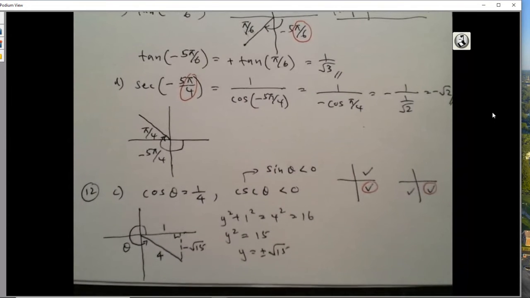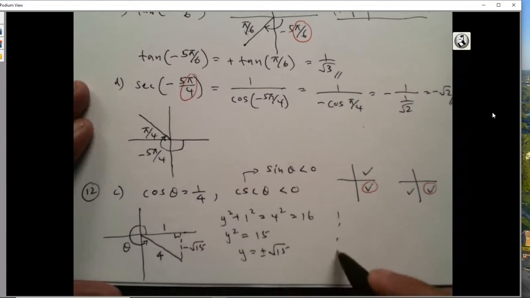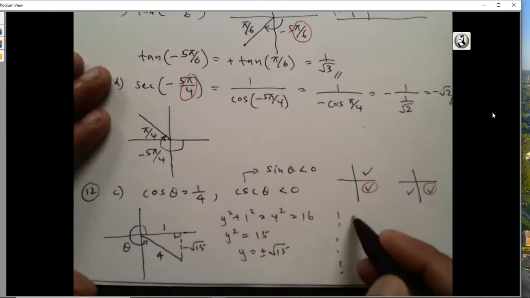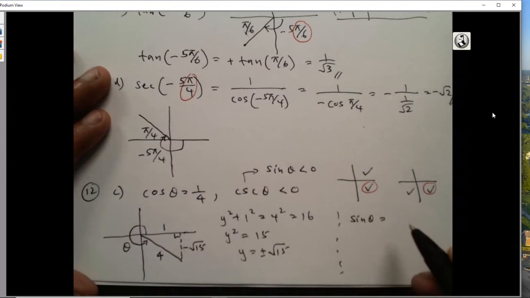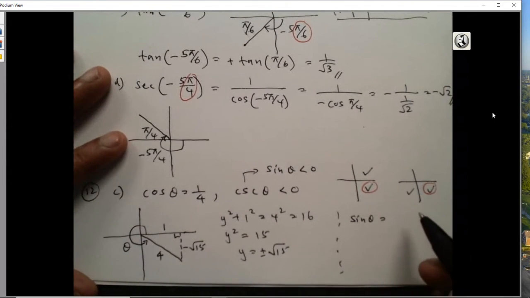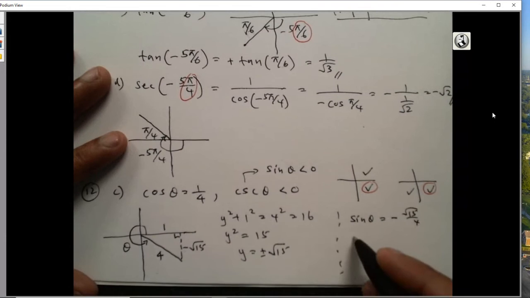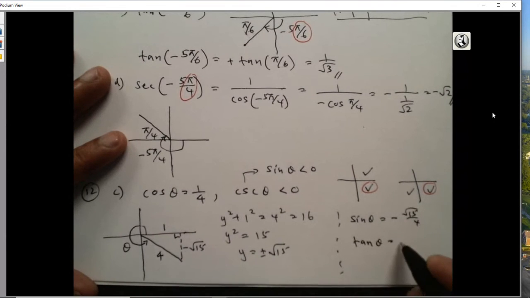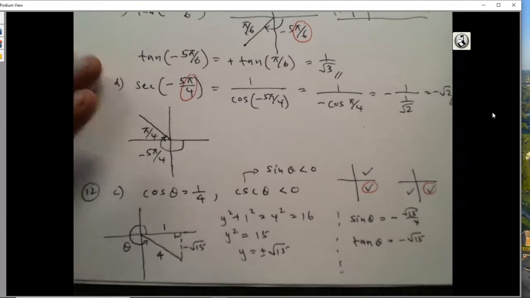Okay, since we know all three sides, you can find any ratio you want now. So we can write sine theta is y over r. That means negative square root 15 over 4. We can also find tan theta, which is y over x, which is negative square root 15 over 1. And then you can find the other three by taking the reciprocal. All right? So you can do that.